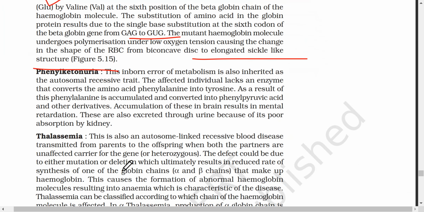Moving on, phenylketonuria. This inborn error of metabolism is also inherited as autosomal recessive. Autosomal recessive, we have already seen before what that means. The enzyme is not there, there is no enzyme which can convert phenylalanine into tyrosine. As a result of this, phenylalanine is accumulated and converted into phenylpyruvic acid and other derivatives. Accumulation of these in brain results in mental retardation. I guess pleiotropy was also covered for this, right? This is also excreted through urine because of its poor absorption by kidney.